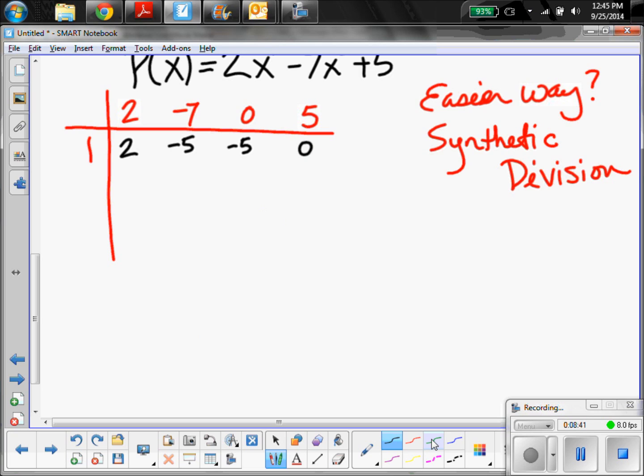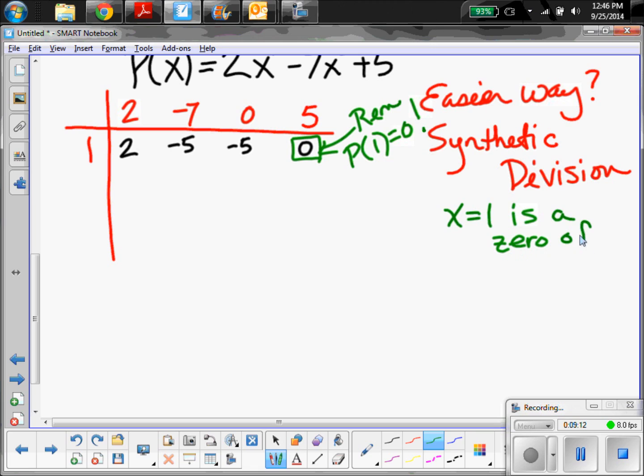Now, since I got 0 here, this is really the remainder of the division. Okay, that's nice. But since I'm getting 0 as a remainder, that means that p of 1 is 0. So 1 is a 0 of p. All right, that's 1 of 3. Let's check.